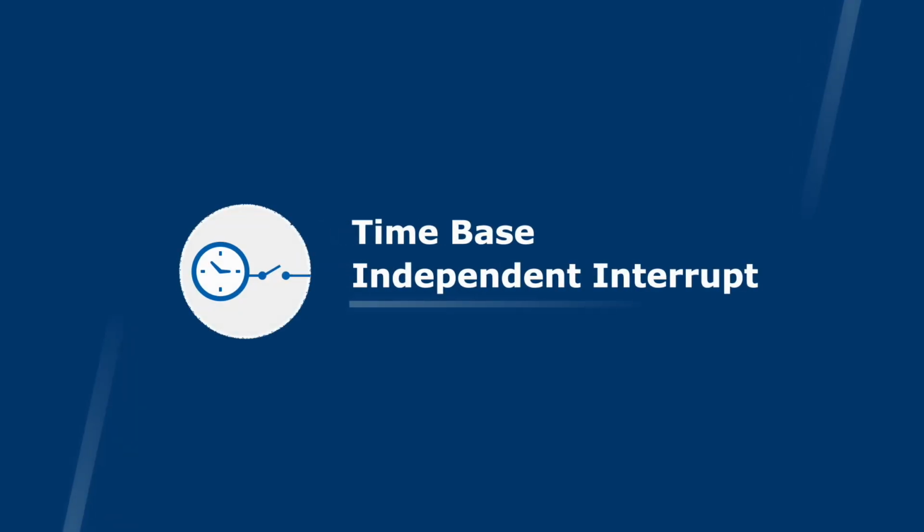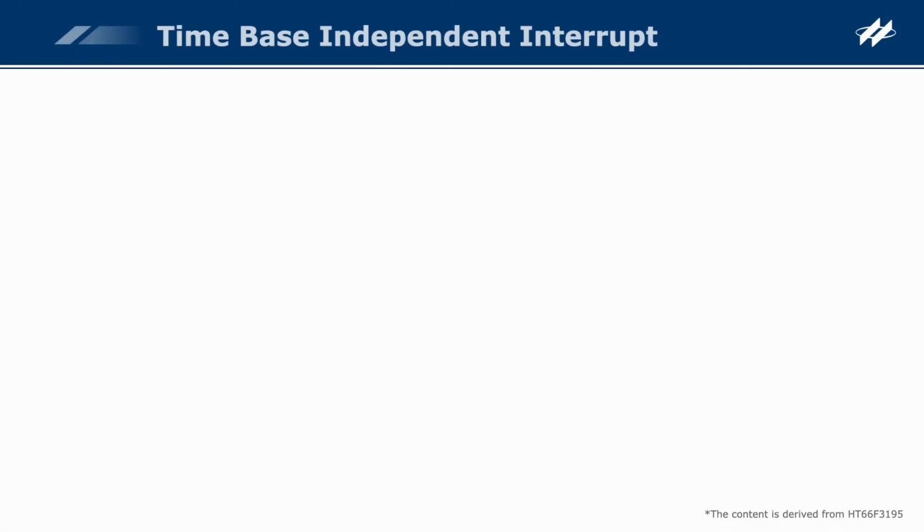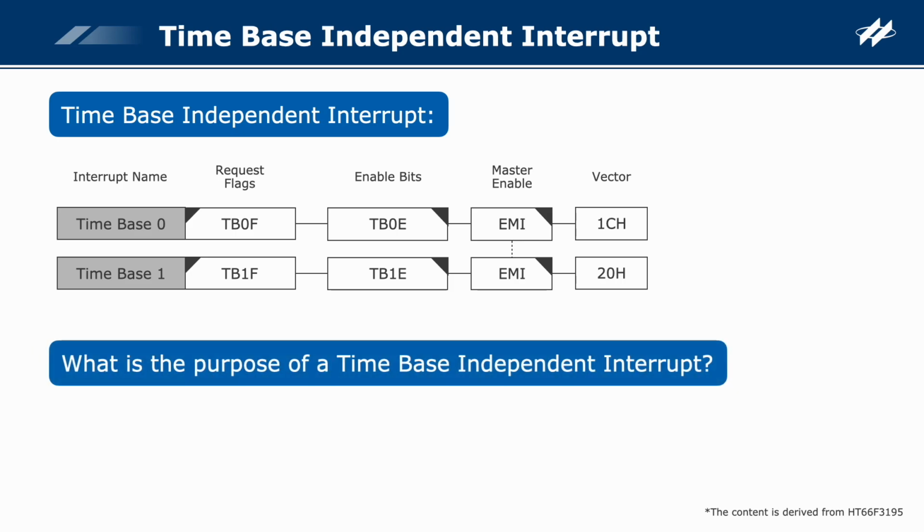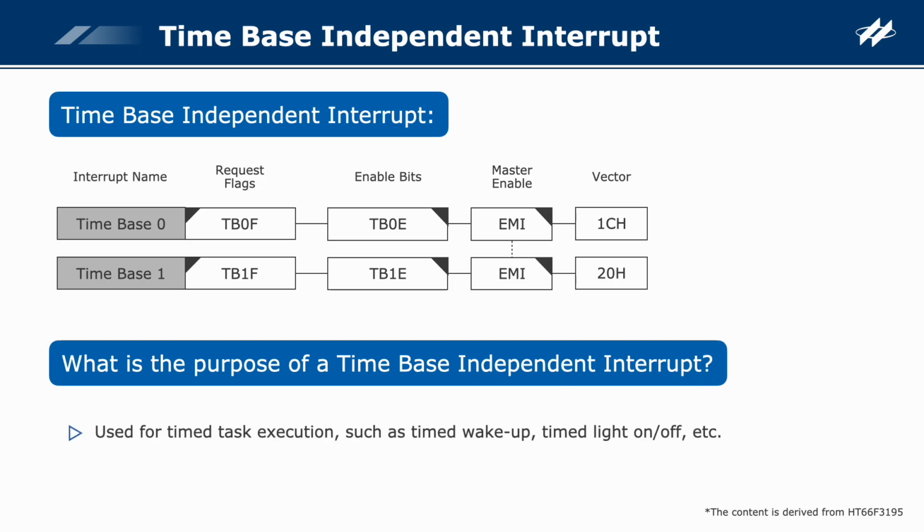Time base independent interrupt. According to the datasheet, the time base interrupt is an independent interrupt. The HT66F3195 provides 2 time base interrupts, namely time base 0 interrupt and time base 1 interrupt, both of which have the same function. What is the purpose of a time base independent interrupt? It can be used for timed task execution, such as timed wake up, timed light on, off, and so on.